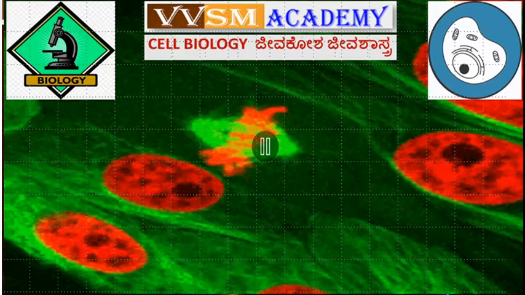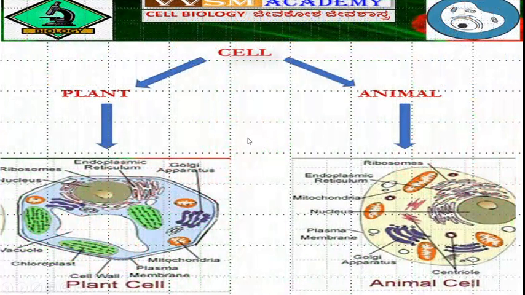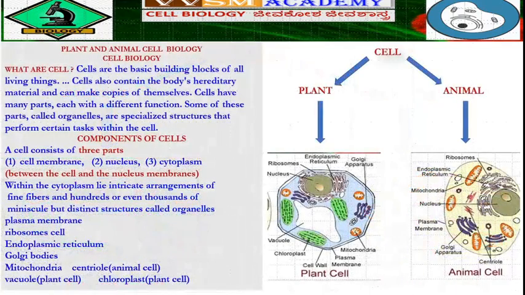So, cell biology. Cell biology is very important for your biology classes. A cell may be a plant cell or an animal cell. Both are having life. Plant and animal cell biology. What are cells? Cells are the basic building blocks of all living things.